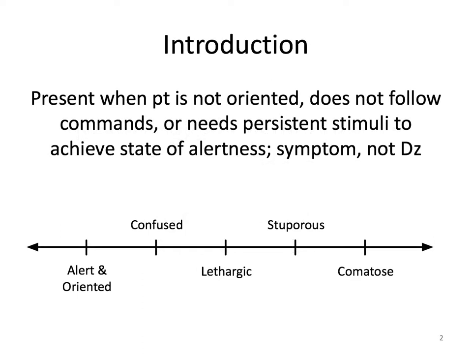Altered level of consciousness is present when a patient is not oriented, does not follow commands, or needs persistent stimuli to achieve a state of alertness. Altered level of consciousness is a symptom rather than a disease, and is often the first symptom of neurological compromise. Level of consciousness can be imagined on a continuum, starting with alert and oriented, then progressing to confusion, then lethargy, then stupor, then comatose.